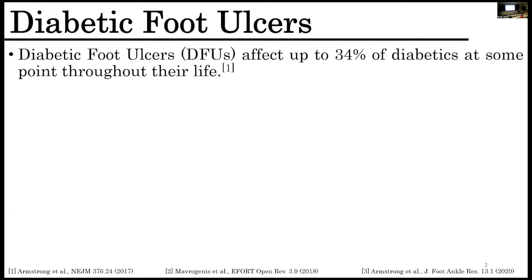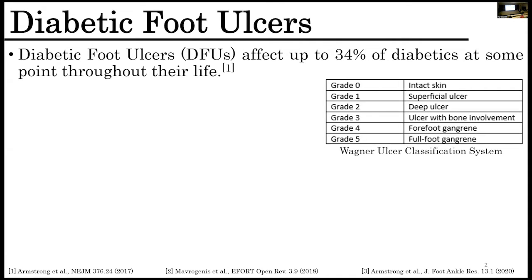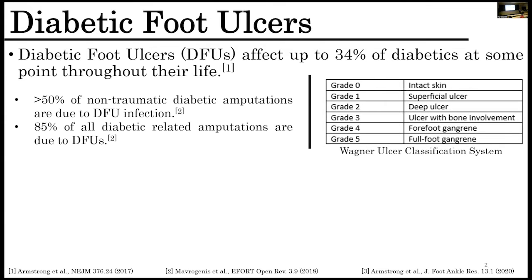Diabetic foot ulcers will affect up to 34% of diabetics at some point throughout their life. Shown to the right is the Wagner ulcer classification system commonly used to assess them. If left untreated or poorly managed, DFUs will eventually deepen and lead to gangrene of the foot. However, even without gangrene, the association between DFUs and amputation is high. More than 50% of all non-traumatic diabetic amputations are due to DFU infection, and overall, 85% of all diabetic-related amputations are due to a DFU in itself.